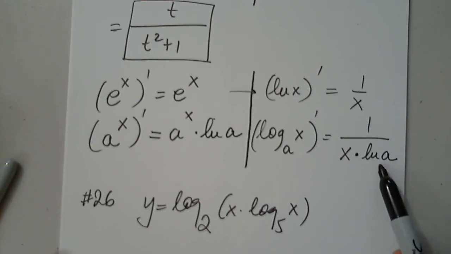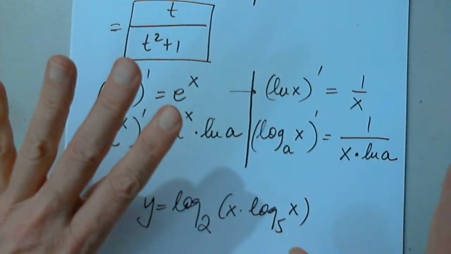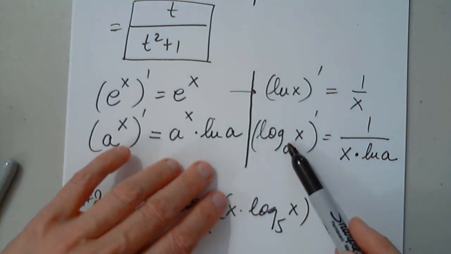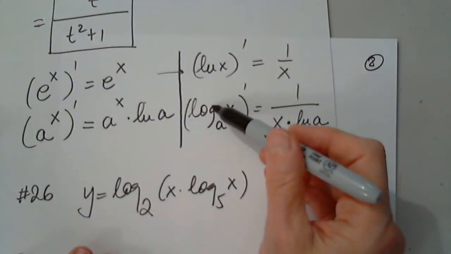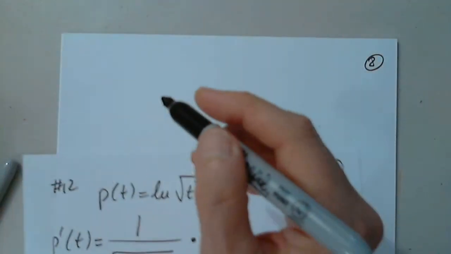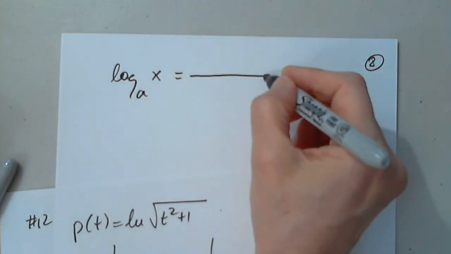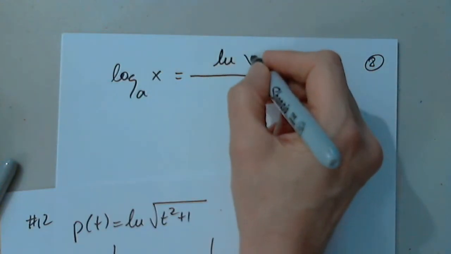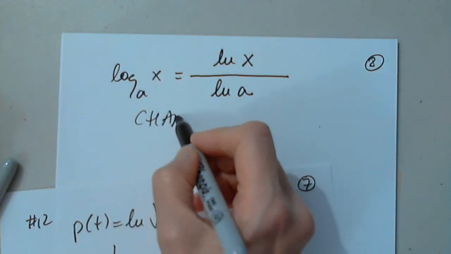So where does this come from? Let me explain, because I just showed you the formula, but let me explain. We have to change the base. So before I come here, allow me to explain that situation. If we have log base a of x, this is the same as natural log x over natural log a. This is the change of base formula.